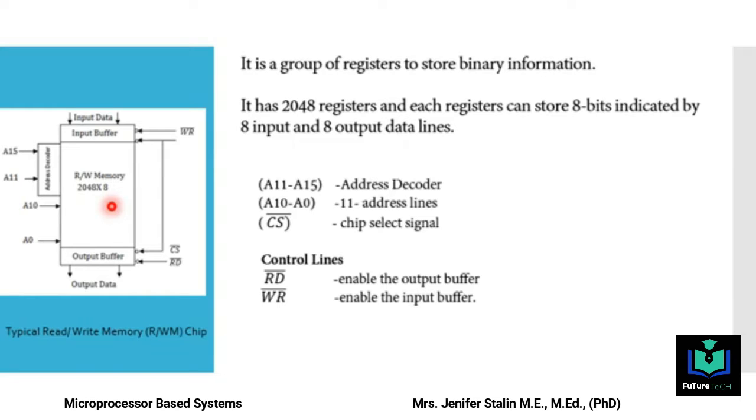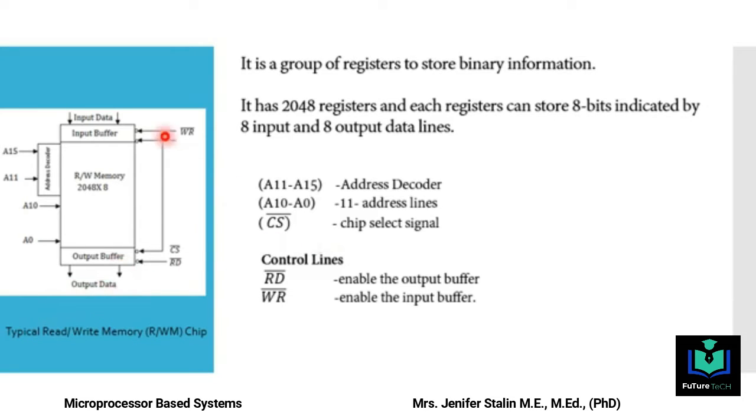There are two blocks, the input buffer as well as the output buffer. The input buffer and the output buffer act as temporary storage devices. Initially, the input data reaches the memory with the help of the input buffer. When the microprocessor reads data from the memory, it is stored in the output buffer and given to the output data.